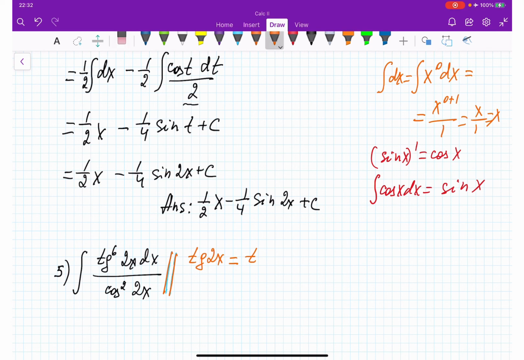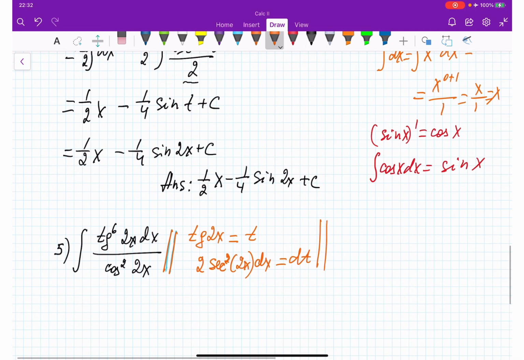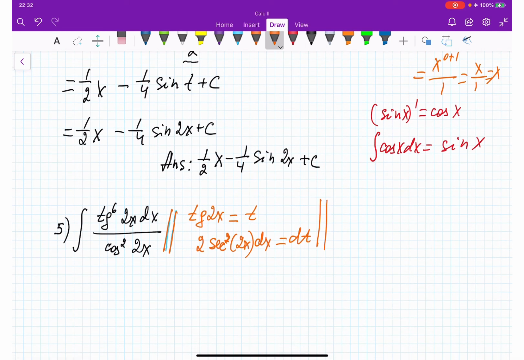So tangent of 2x is equal to t. If I take a derivative, the derivative of tangent of 2x is going to be secant squared of 2x, and the derivative of 2x is going to be 2. So this 2 is coming here. And dx, right? Because we don't know what x is. And the derivative of t is going to be dt. Okay. Now, secant squared 2x is 1 over cosine squared of 2x, right? Look, I'm getting closer to what I need, right?